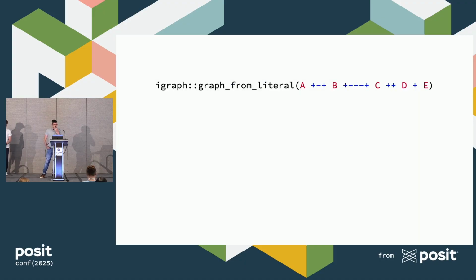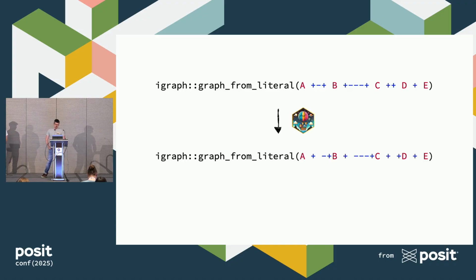So the second way you have control is with magic commands. Here we have an example with the iGraph package, which is a package to work with graphs. And it has a domain-specific language to specify graphs with plus and minus operators. And if you try to use the formatter with this code, it's not going to know how to do a good job with this code. And you get something that doesn't look like a graph anymore.